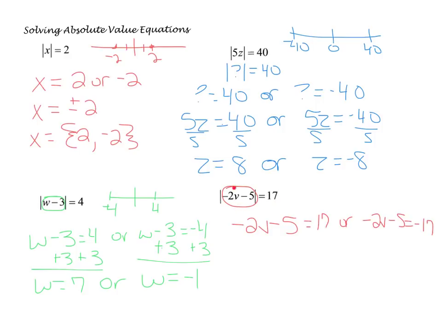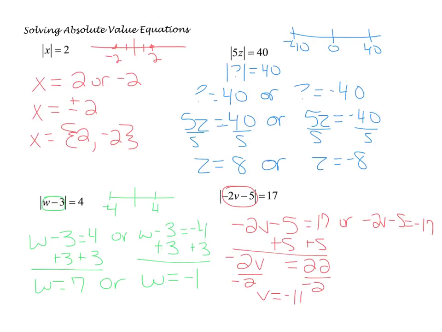And so whatever that is, and in this case it's negative 2v minus 5, it equals 17 or negative 17. So negative 2v minus 5 equals 17. We are going to first add 5 to both sides, and we get negative 2v equals 22. We're going to divide both sides by -2, and v equals -11.